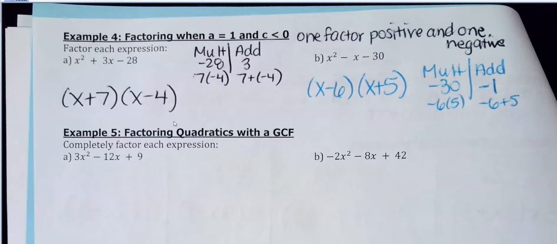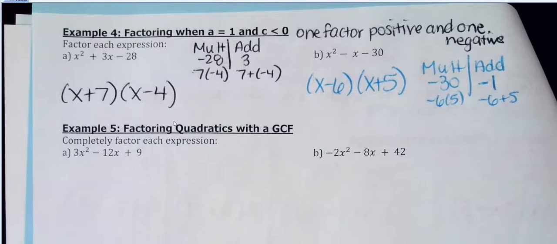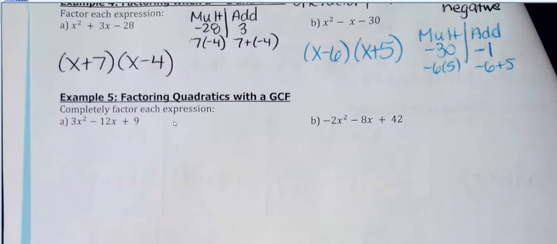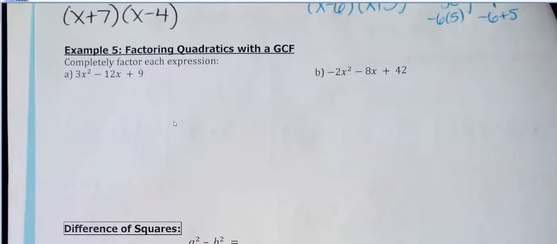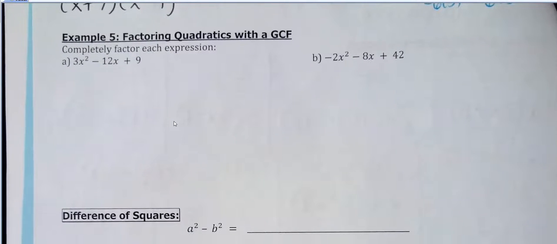Okay. Now, we hadn't had this on any of the problems that we've just been working on, but in example 5, I have just a couple more quadratic trinomials, so I've got three terms, quadratic because it's x squared, and I've got 3x squared minus 12x plus 9. Any idea what I should do first here? Do you notice anything?